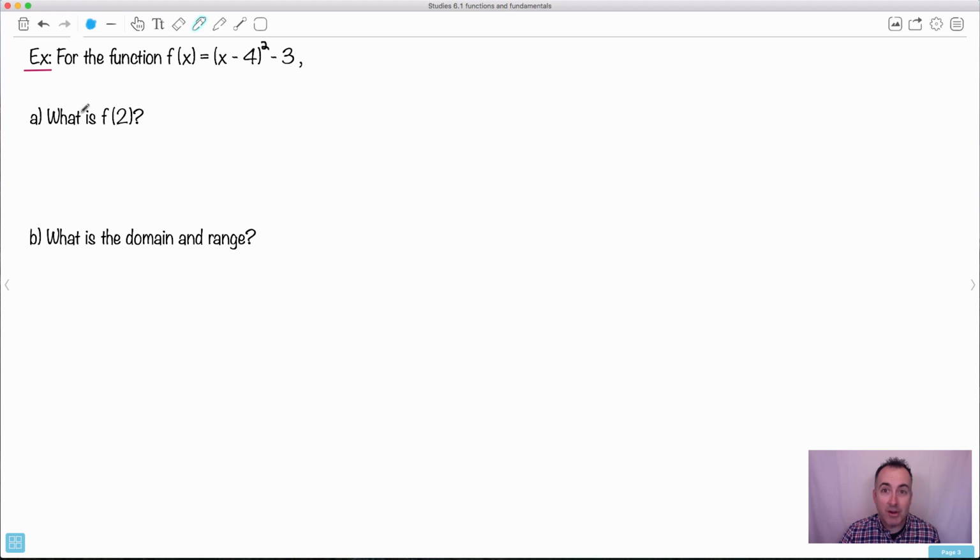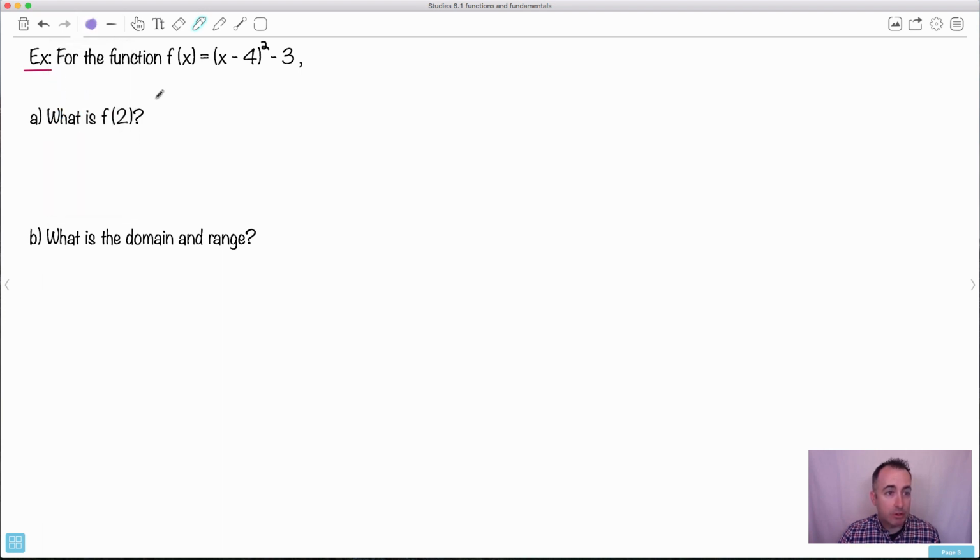What's important is being able to understand the question here. It says, what is f of 2? And finally, what's the domain and what's the range? I think it would help to graph it. I want to show you first of all how we can actually do this without graphing, this first part at least. We can do that.